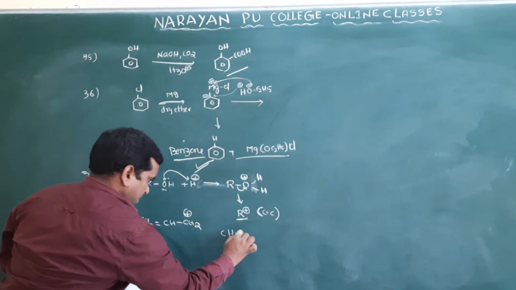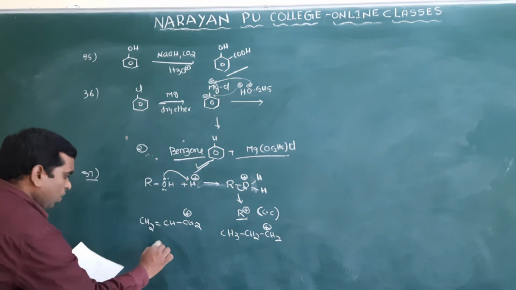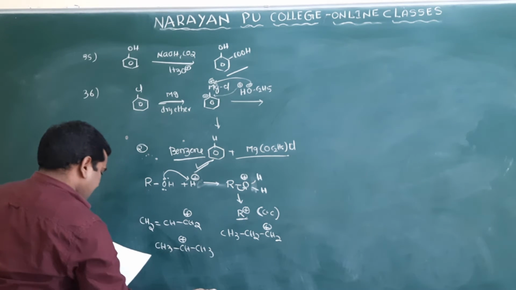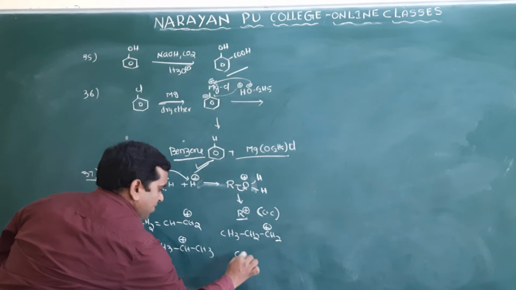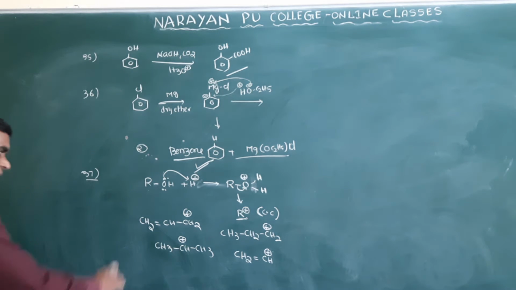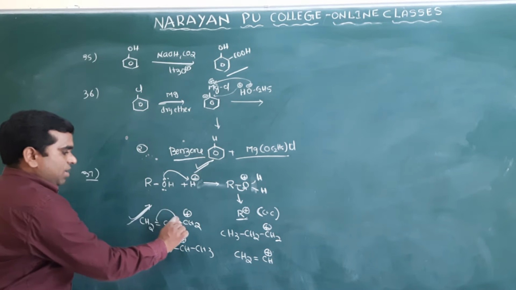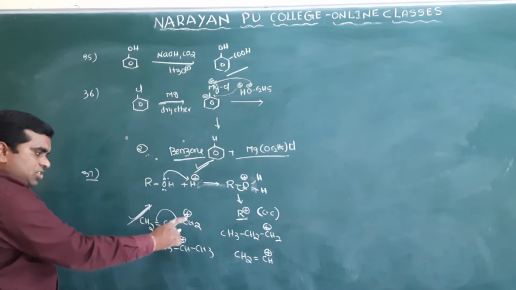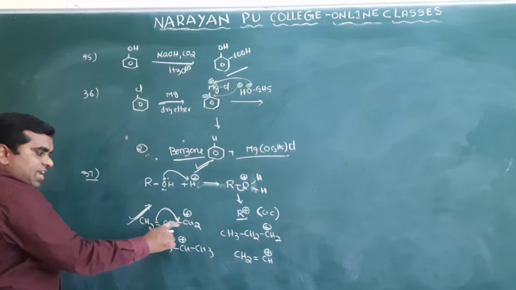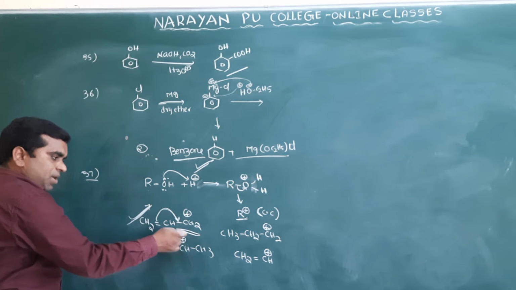Next one. If I take the second compound, CH2 plus, a secondary carbocation, and what is here? CH3. Next one is vinyl, they have given CH plus. So which one is the most stable carbocation? The allylic carbocation is most stable because it is stabilized by resonance. The positive charge and the double bond are separated by a single bond, so they are in conjugation, and that's why there is a chance of resonance. They are involved in the resonance, so it is stabilized.